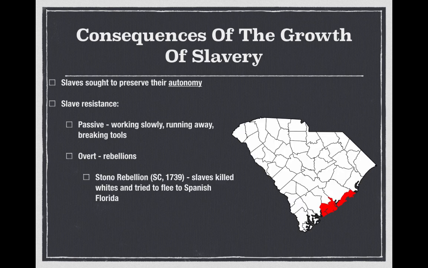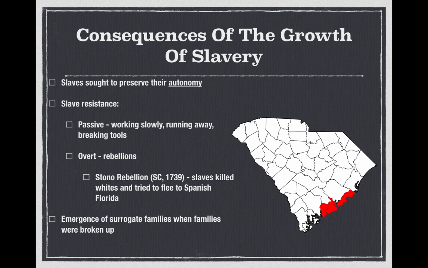A famous example is the Stono Rebellion, located near Charleston, South Carolina. This was from 1739, in which many slaves killed whites, and they tried to flee to Spanish Florida, where they would be free because they would be escaping the rule of England.